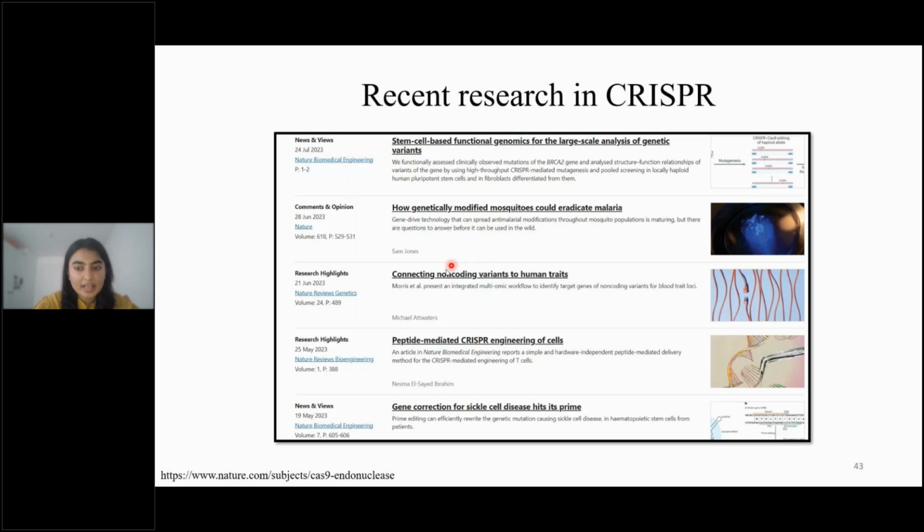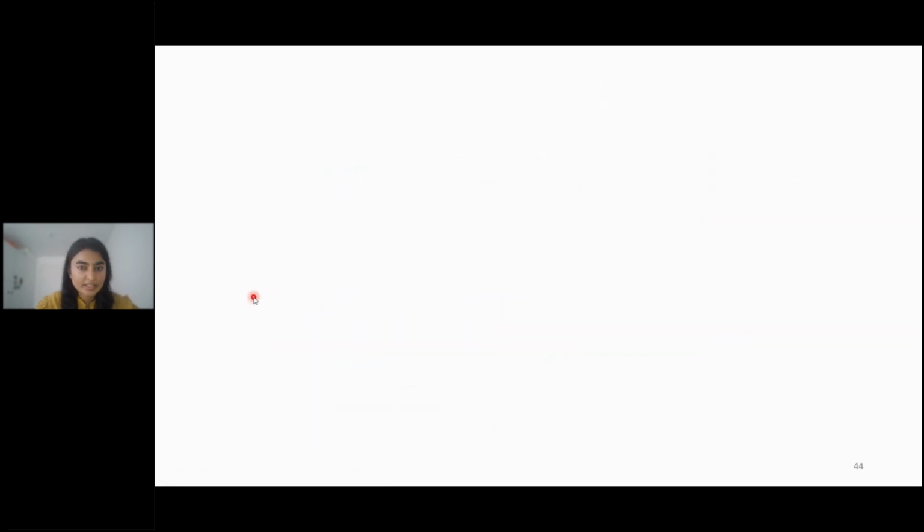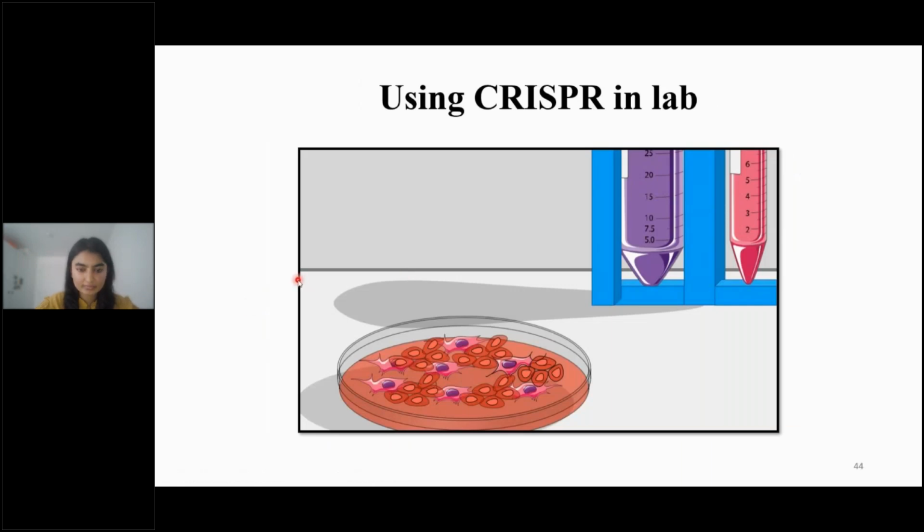Then second, you have peptide mediated CRISPR engineering of cells. It's a hardware independent peptide mediated delivery method for the CRISPR mediated engineering of T cells. So that's also amazing. You can go through the links I've attached here and read these papers. Now, using CRISPR in the lab, imagine you have a plate full of stem cells and everything.